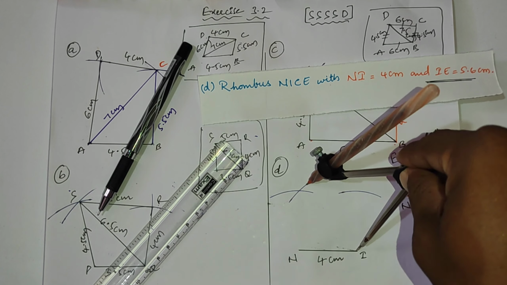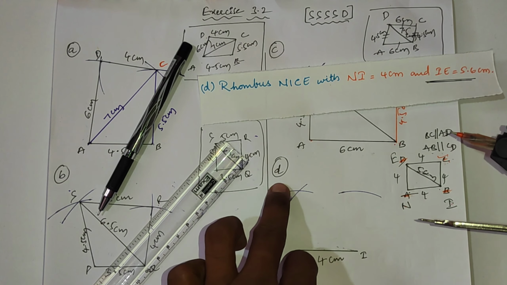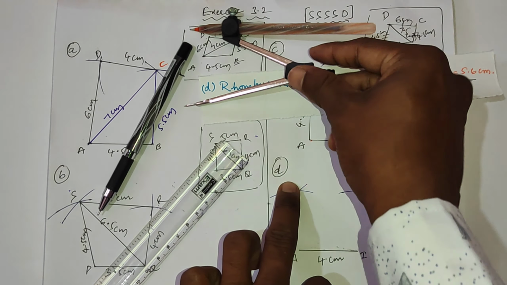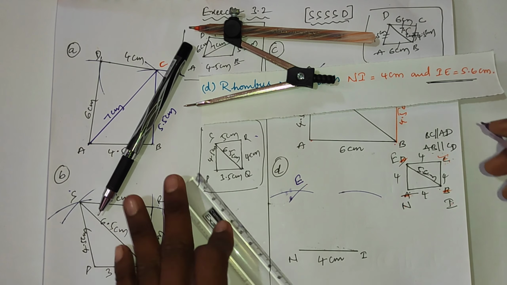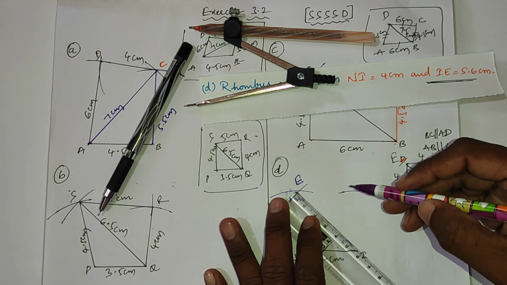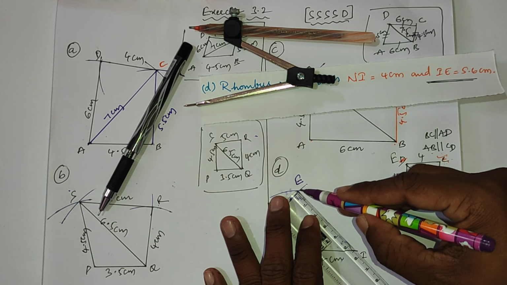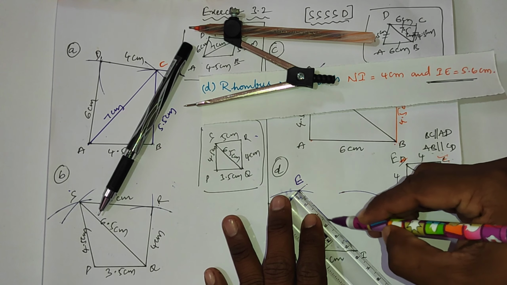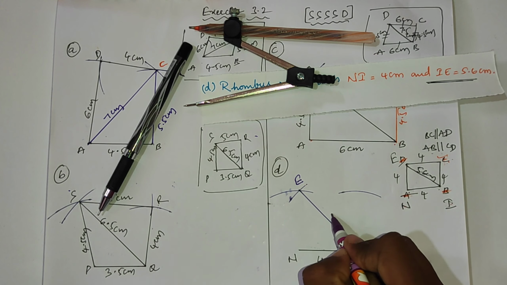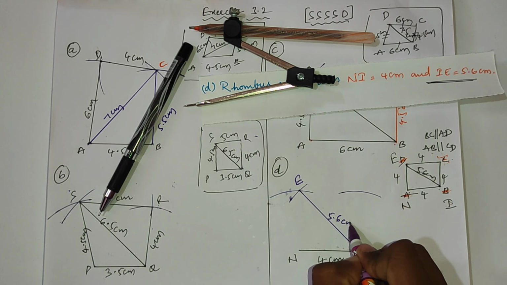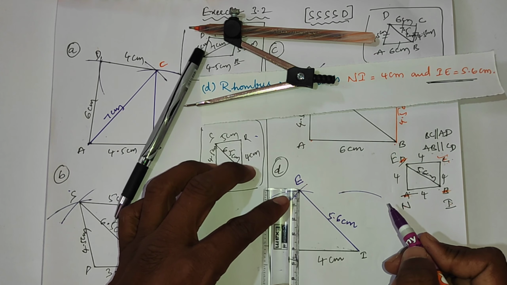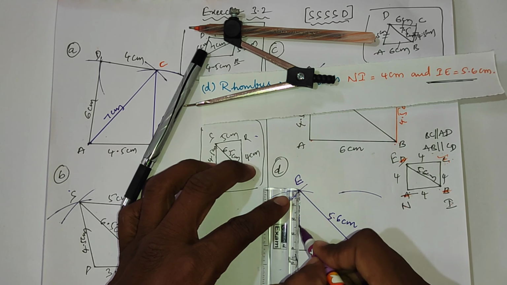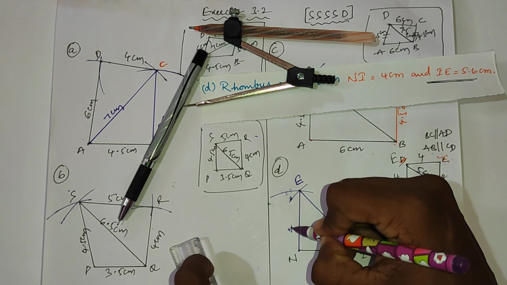So we got this arc. Because NI is the diagonal, we got the intersecting point, naming it as E. Now joining E to I first. How much? 5.6 centimeters. Then joining N to E is what? 4 centimeters.